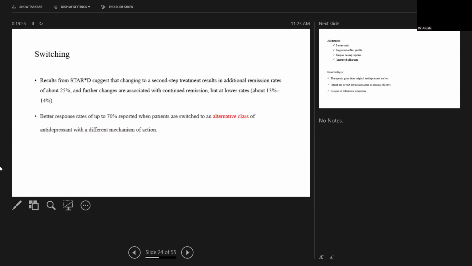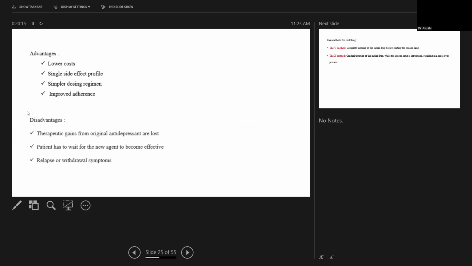Second is switching. So the results of the study suggest that changing to a second-step treatment results in an additional remission rate of about 25%, and further changes are associated with continued remission but at a lower rate. So a better response rate of up to 70% is reported when patients are switched to an alternative class of antidepressant with a different mechanism of action.